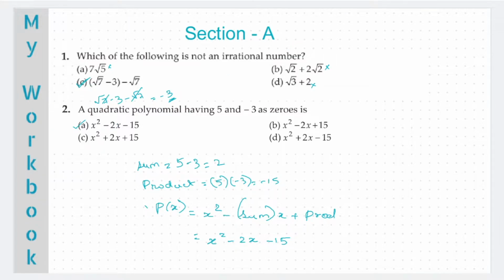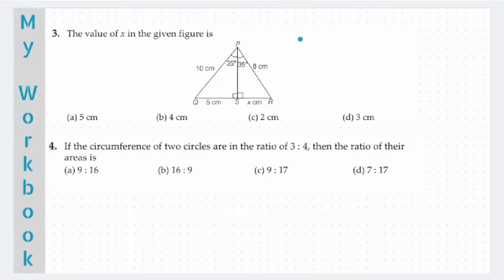Let's move on to the next slide. Third question, the value of x in the given figure is. X is here, SR, the length of this segment has to be found. And 4 options are given. Question number 4. If the circumference of two circles are in the ratio 3:4, then the ratio of their areas is.